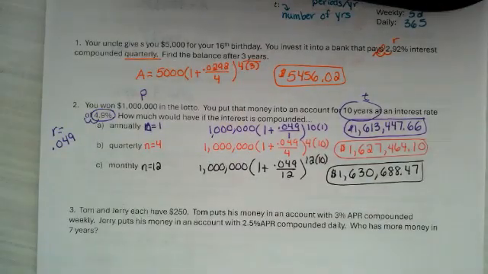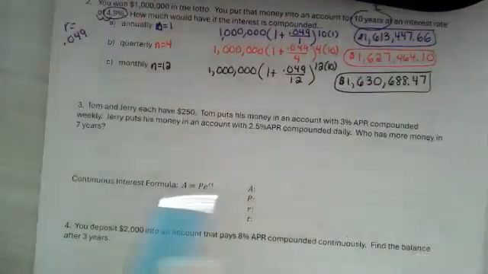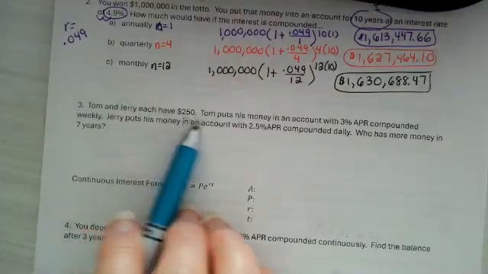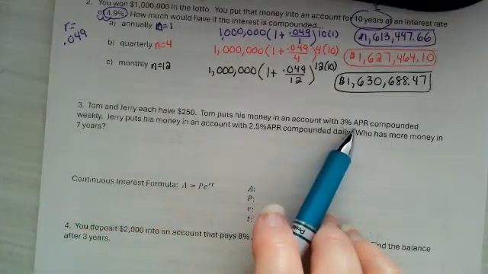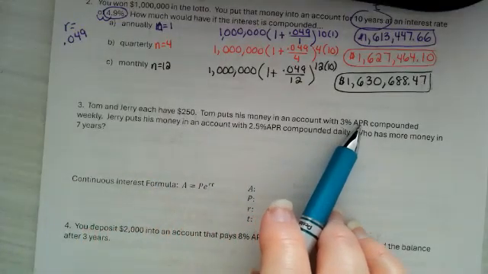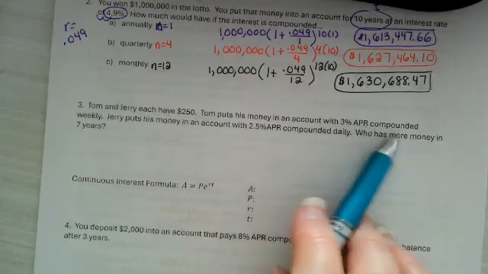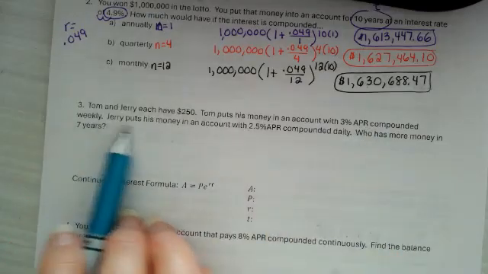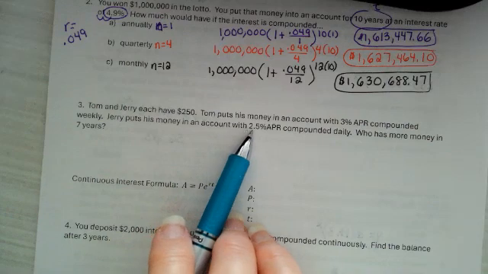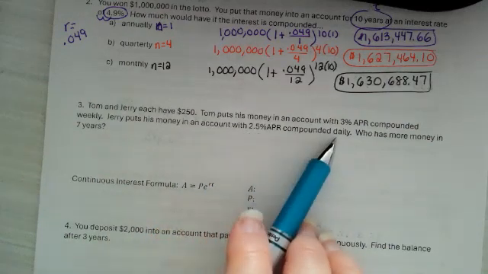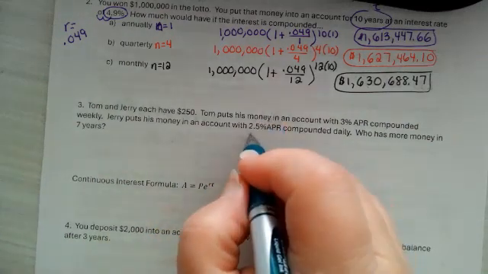All right, next up, Tom and Jerry. They're buddies for this problem they are. They each have $250. Tom puts his money in an account with 3% annual percentage rate, that's what APR stands for, compounded weekly. Jerry puts his money into a 2.5% account, compounded daily. Who has more money in 7 years?